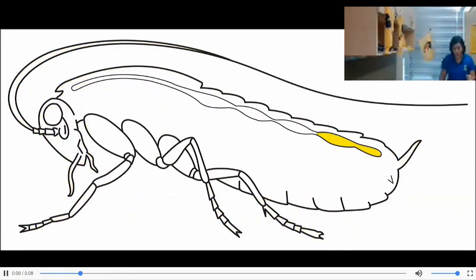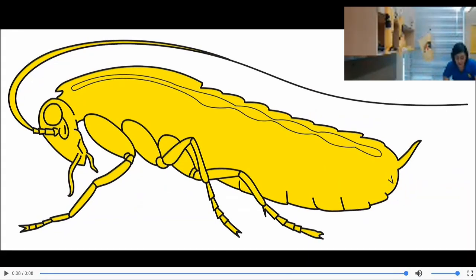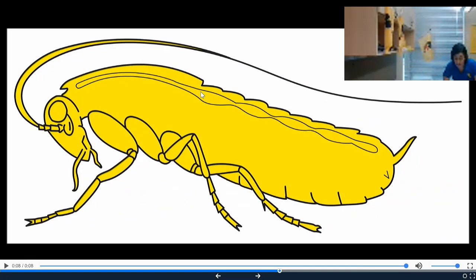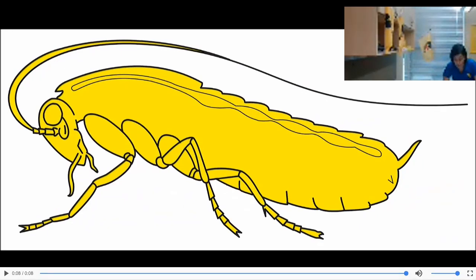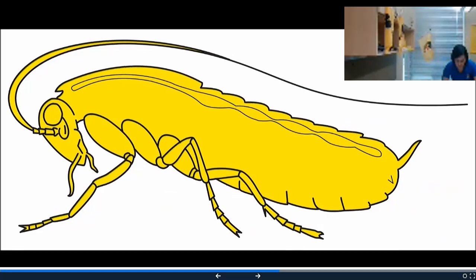So it's pumping the blood and filling out the rest of the body. Pump the blood, fill out the rest of the body with the blood. Okay, why is the blood yellow? Why is it not red? Because they don't have the same protein that we do to carry the oxygen that gives this red color of our blood.